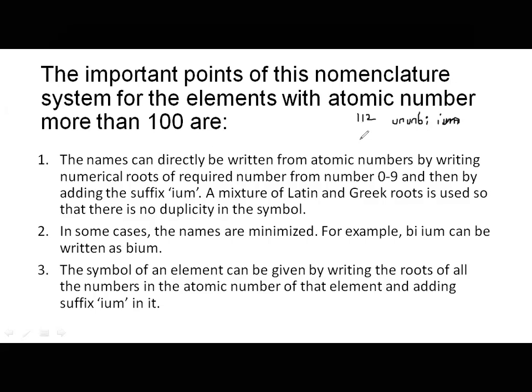Yes. And you can write it as un remains as it is. By double time I can be written as bium. That's it. But the symbol remains UUB. Yes, so it can be reduced also. The symbol of an element can be given by writing the roots of all the numbers in the atomic number of the element and adding the suffix ium.